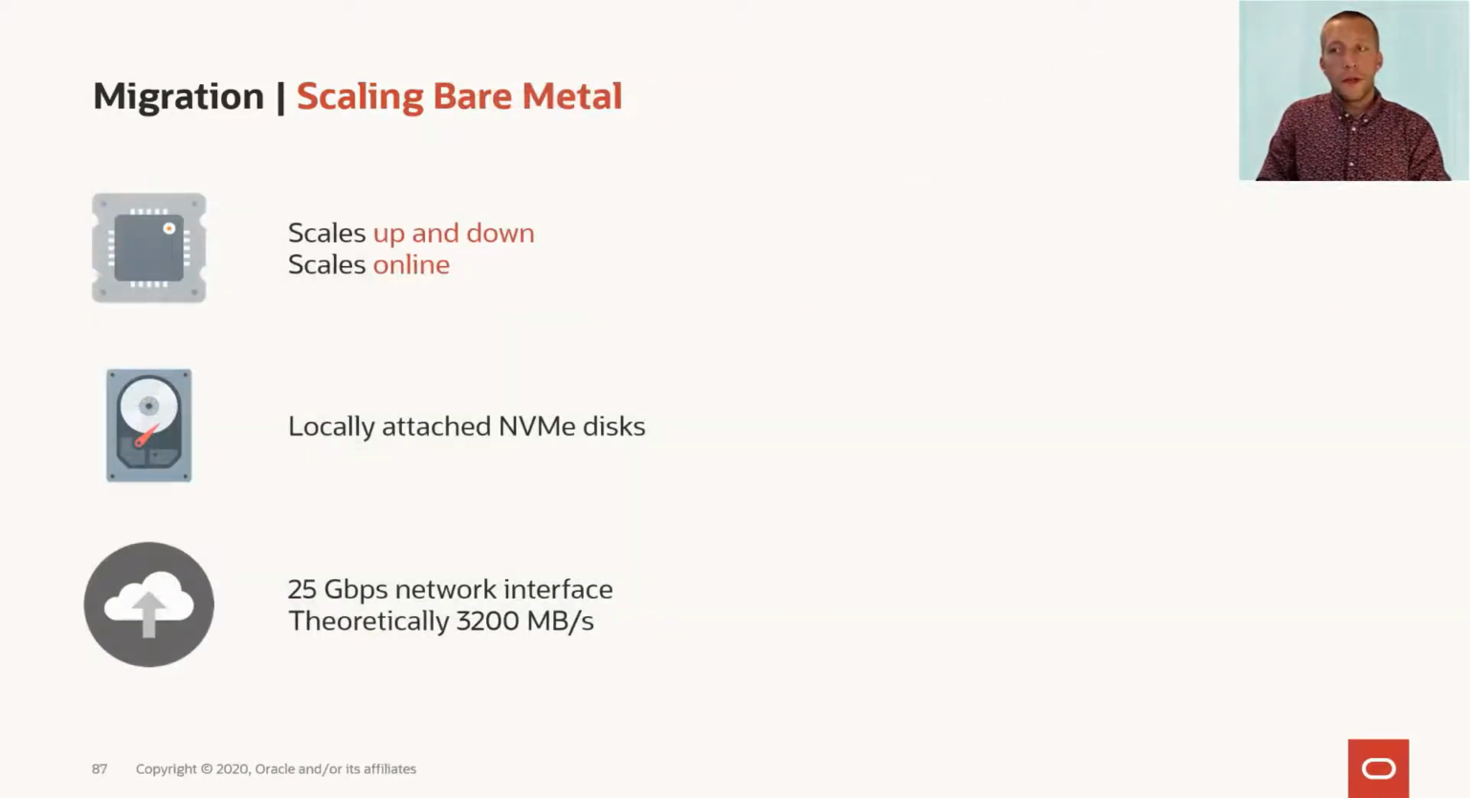When it comes to bare metal, these are a little different. You can scale the number of CPUs up and down, and it happens really fast and it happens online. The disk subsystem is locally attached NVMe disks, which are really fast and they cannot be scaled. The same goes with the network. The bare metal system has a 25 gigabit network speed, and that can theoretically reach up to 3,200 megabytes a second. And that should give you around 11 terabytes of network throughput an hour.